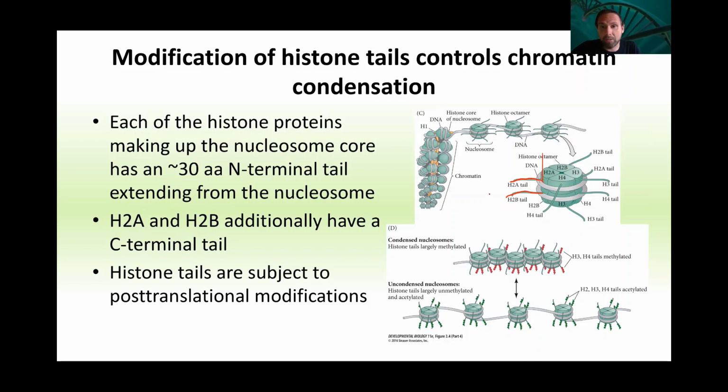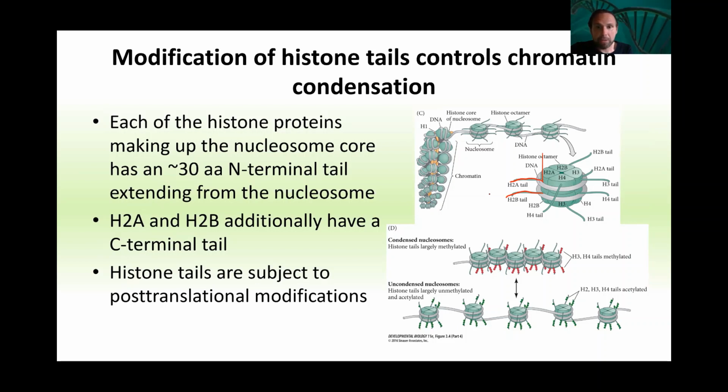But these tails are made out of protein, right? And protein is subject to post-translational modifications. So we can come in and modify the tails of these histone proteins, and in doing so, we change the chemistry of the protein. So remember when we said the chemical modifications that you can do to a protein post-translationally can either activate or inactivate or somehow change the state of the protein? Well, that's exactly what we're doing here.